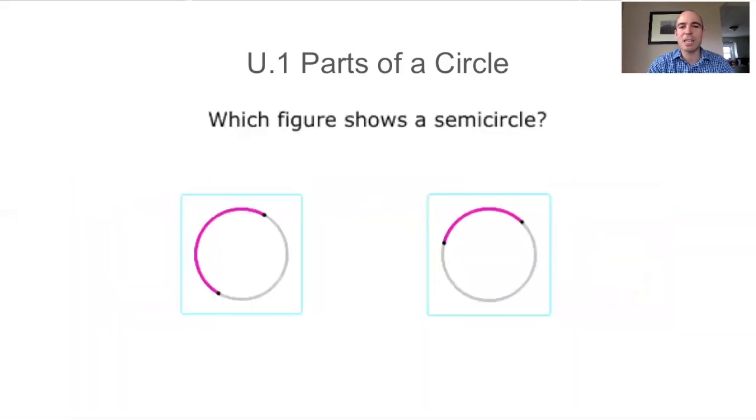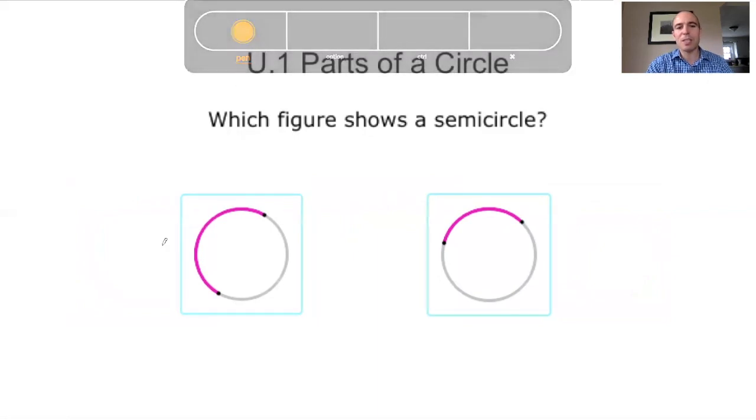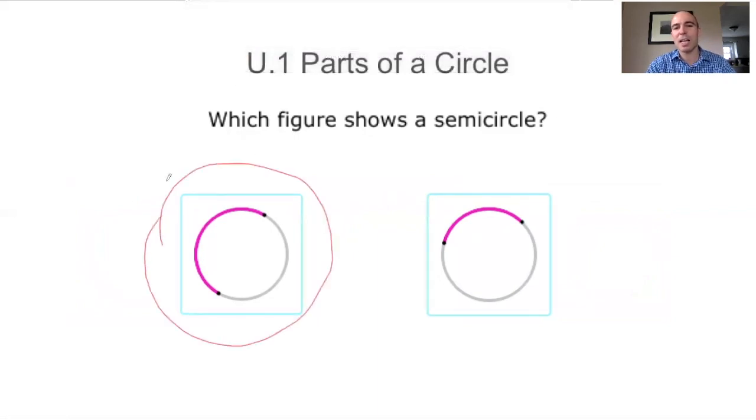Okay, that leads us to the next question, which is a semicircle, right? Both of these are arcs, right? But the semicircle is the arc that is exactly half the circle.